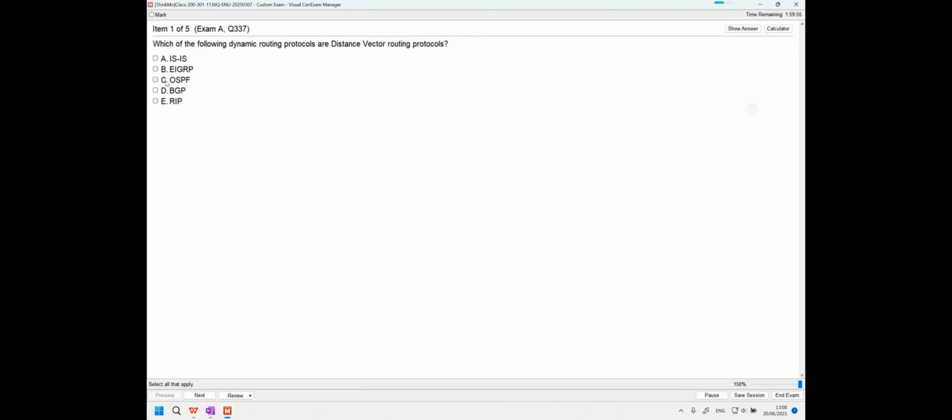It asks us, which of the following protocols are distance vector routing protocols? We know that among distance vector routing protocols, there is the earliest one, RIP, and also Cisco's EIGRP protocol, which is a distance vector routing protocol. So what is BGP? BGP is a path vector protocol. As for OSPF and IS-IS, these two protocols are link state routing protocols. So among distance vector routing protocols, only EIGRP and RIP qualify.